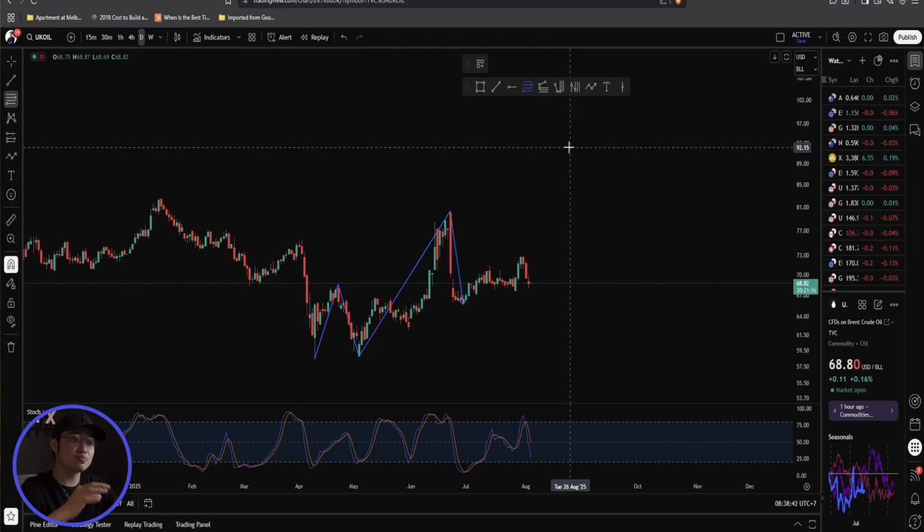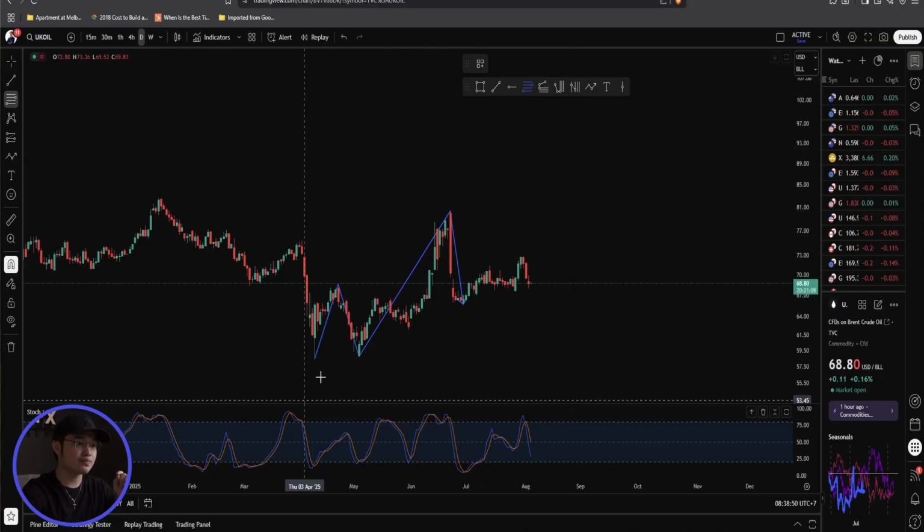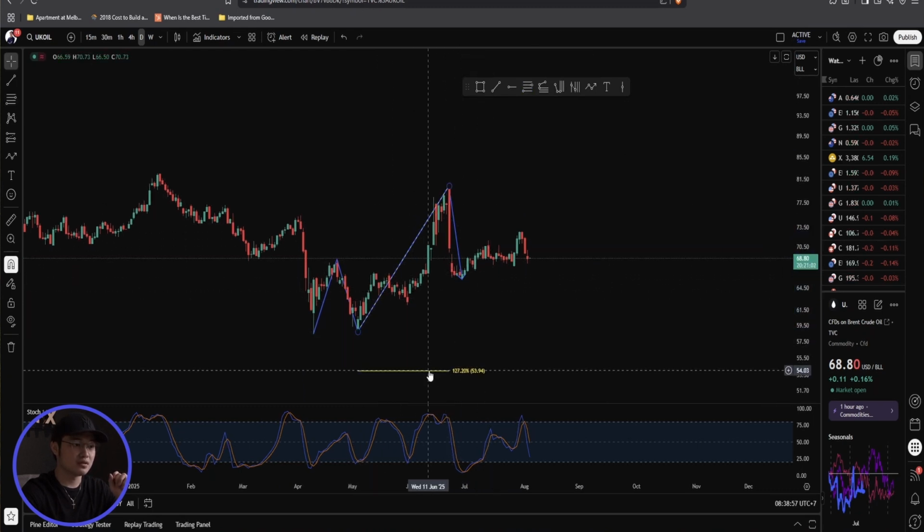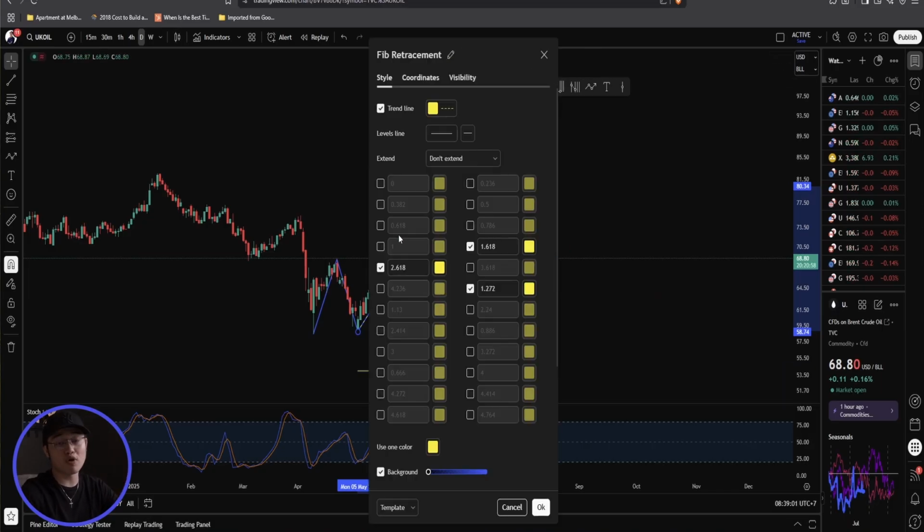Bullish continuation should be XAB for internal retracement. You want to measure the pullbacks. Okay, the pullback should be like this. This is X, this is A, and this is B.